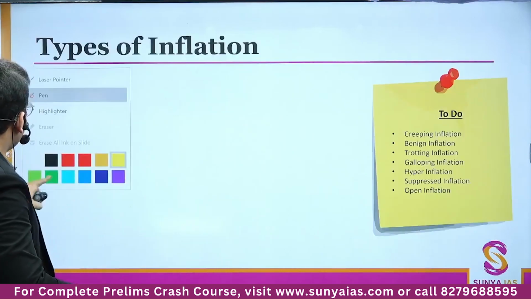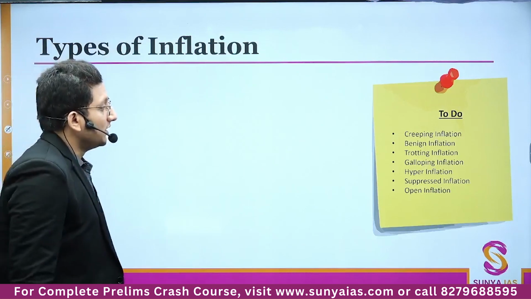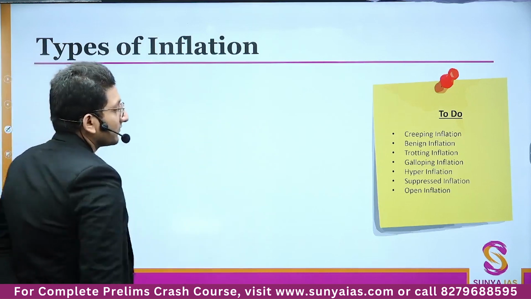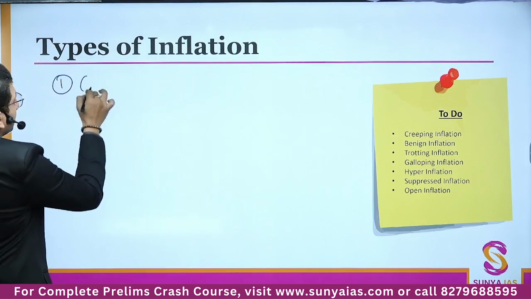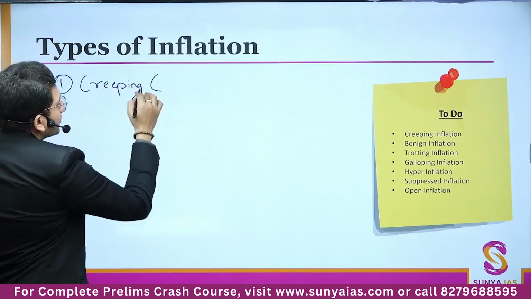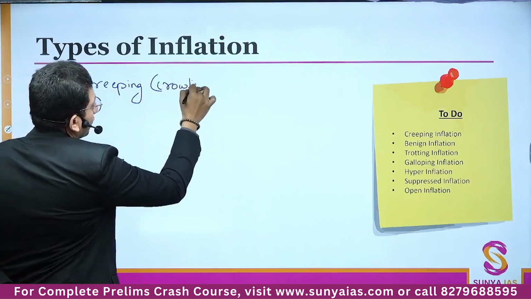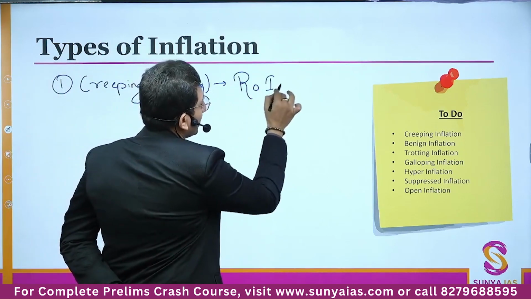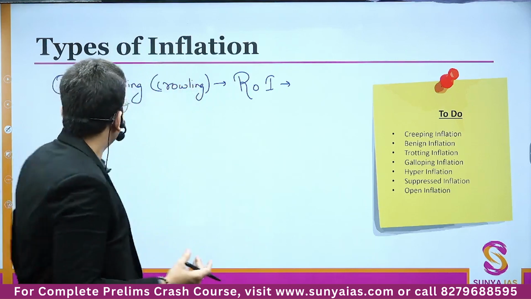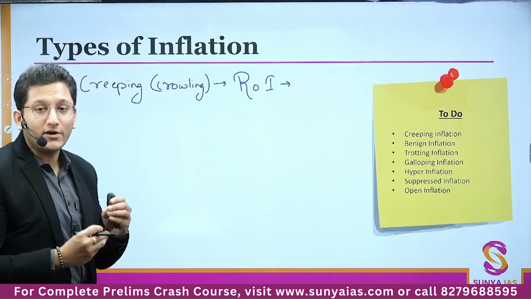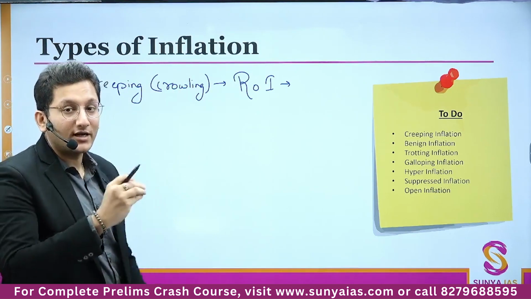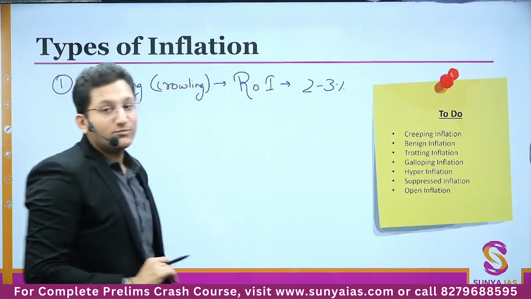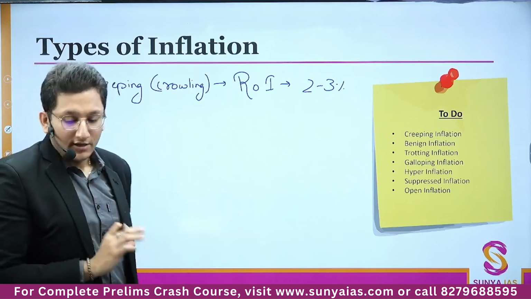Now, what are the different types of inflation that we need to understand? See, these are the types of inflation. I'm going to give you a brief definition of each one of them. The first one is creeping inflation, also called crawling inflation. Here the rate of inflation is very low. The prices of goods and services are increasing at a creeping rate. They are just creeping. That is what we call 2 to 3%, and this is good for the economy, which we are going to understand. Okay, why it is good for the economy.